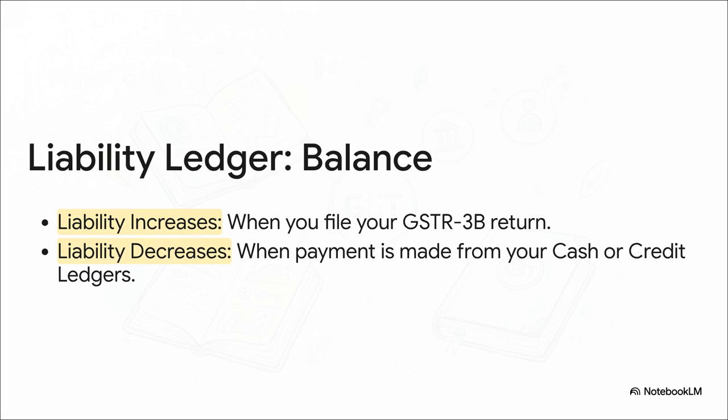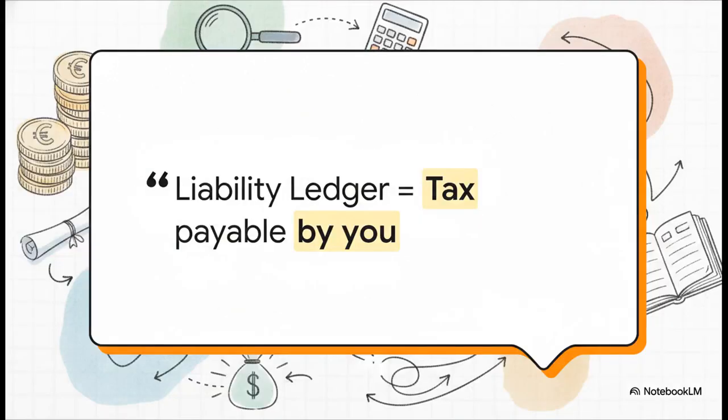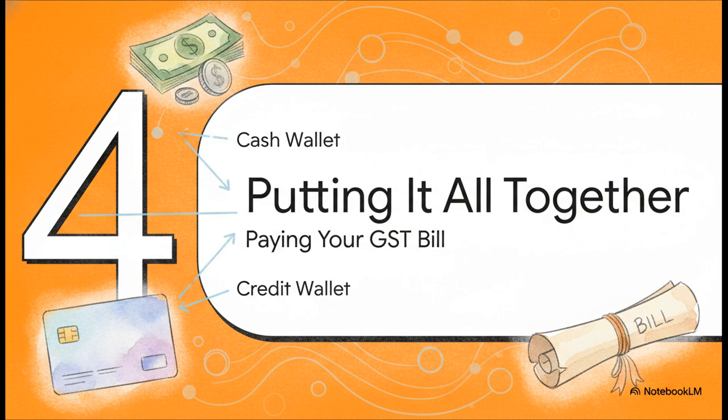Every time you file your monthly summary return, that's the GSTR3B, this bill gets bigger. It lists everything you owe, your output tax plus any interest or penalties. So how does the number go down? Well, that's easy. By paying it off using your first 2 wallets, the cash and the credit ledgers. So, to put it as simply as possible, the liability ledger is the final definitive record of the total tax and other dues you have to pay. It's your bill. Okay, so now we know about our 2 wallets, our cash wallet and our credit wallet, and we have our bill. Let's see exactly how they all work together when it's time to actually pay up.